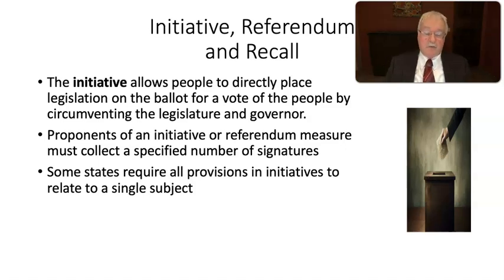With an initiative, proponents of the initiative, or the referendum for that matter, have to collect a specific number of signatures. So in Arizona, if you want to put an issue on the ballot as an initiative, then you have to get signatures from 5% of registered voters who voted in the last gubernatorial election. If it's a constitutional amendment, you need 10%. Well, I take that back. It's 10% for an initiative, 15% for a constitutional amendment.